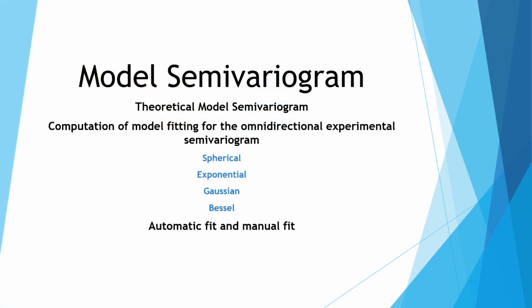This is the 7th video of the Geostatistical Analysis course, and the main topic for today is the model semi-variogram. We are going to be talking about the theoretical model semi-variogram and also how we can compute a model fitting for the omnidirectional experimental semi-variogram for different mathematical models like the spherical one, exponential, Gaussian, and also the Bessel. We are going to see how we can fit the mathematical model automatically and also manually using RStudio. And also we are going to see how we can work with the mathematical models in ArcMap.